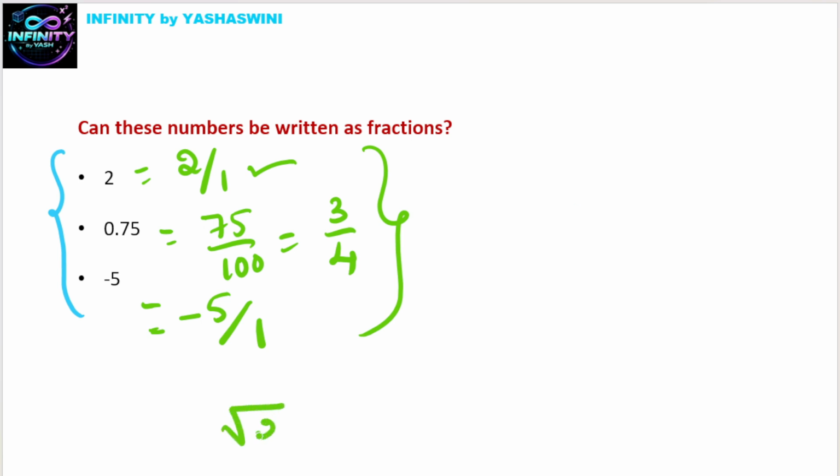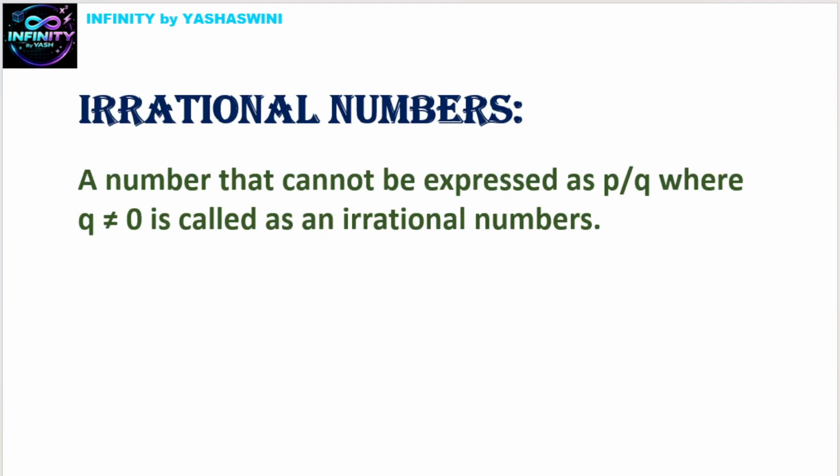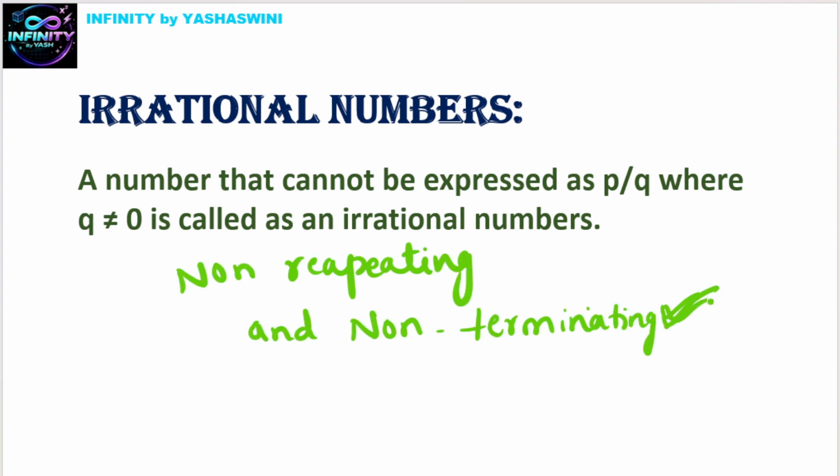But look at root 2. Root 2 is equal to 1.41421356. It never terminates, it never repeats. Therefore, we can define an irrational number as a number that cannot be expressed as p by q, where q is not equal to 0. So we can say that non-repeating and non-terminating numbers are irrational numbers.